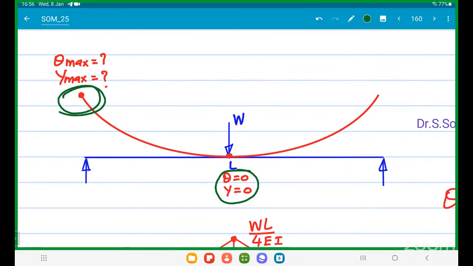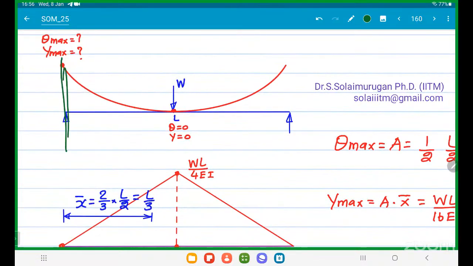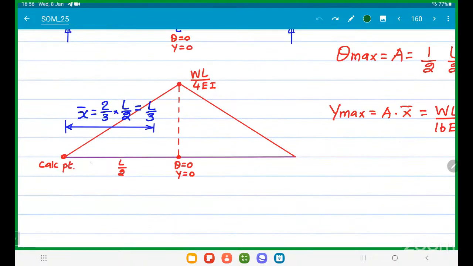Yes, sir. Right. So now it is easy for calculations. Okay, done. So we want the detail between here and here only. No need of the full beam length. Okay. This is a calculation point. This is a slope 0 point. This is a deflection 0 point.